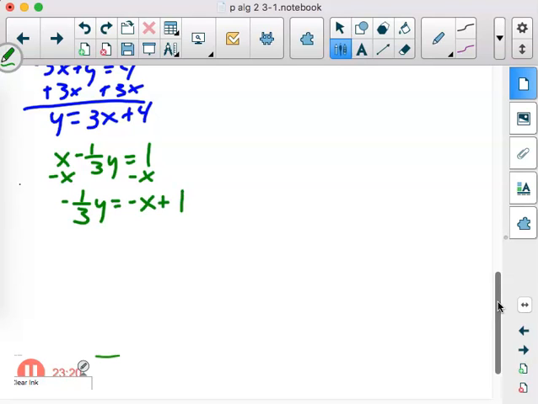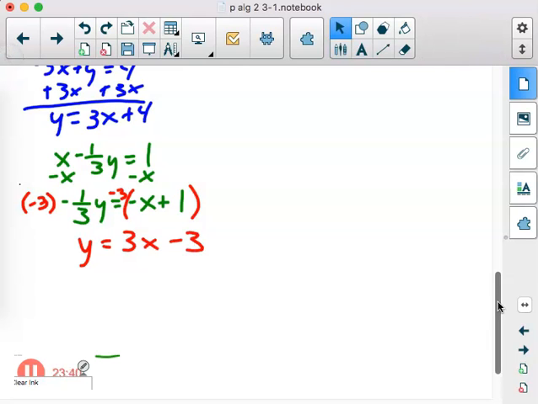But now, in order to get rid of that negative 1/3, you'd think, oh, I got to divide by negative 1/3. Oh, wait a second, I can't do that. I have to multiply by the reciprocal. So I'm going to have to multiply every term by negative 3, both sides by negative 3. And y will equal 3x minus 3.